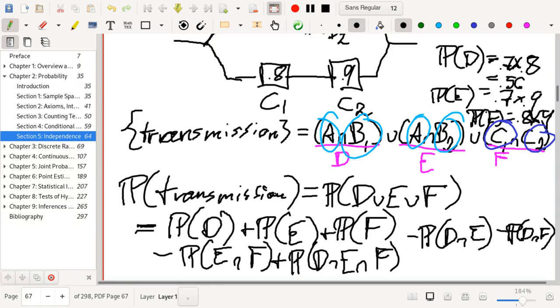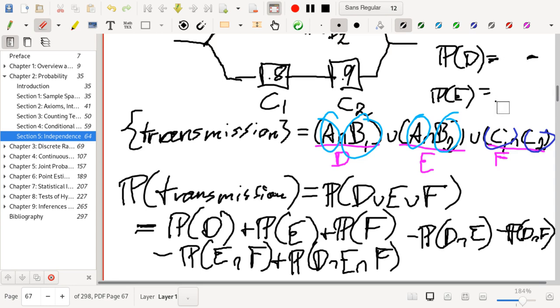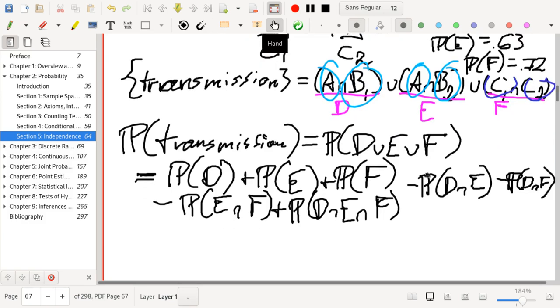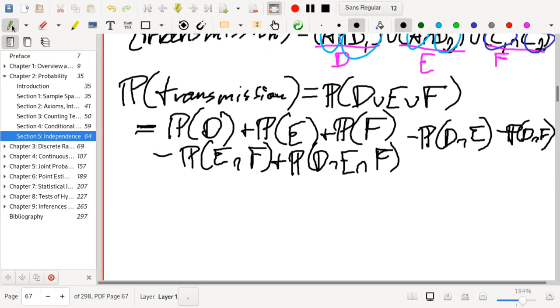So this is all getting rather complicated. It's getting really hard to read this stuff. So let's clean this up a little bit. We got in the end 0.56. Probability of E after the multiplication is 0.63. And the probability of F in the end after you do that multiplication is going to be 0.72.